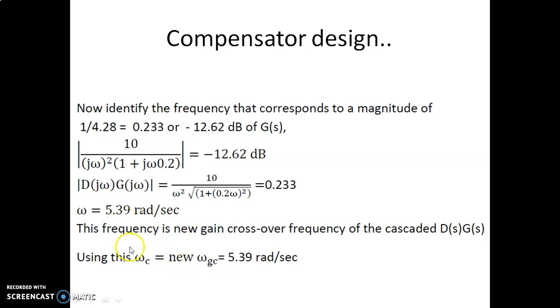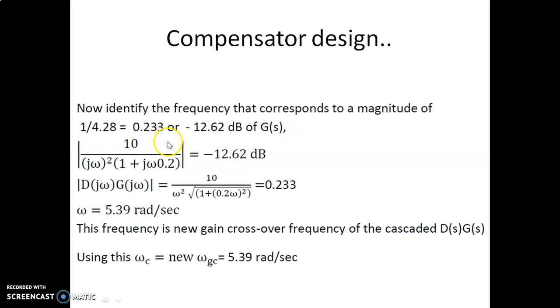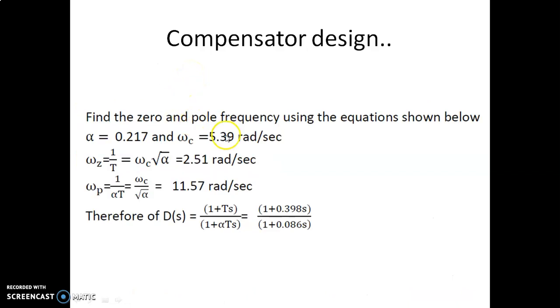With this gain crossover frequency, which also happens to be the frequency at which the phase lead network gives maximum phase shift, we can find the zeros and poles of the phase lead network using the value of alpha and omega c. Alpha, as we found in this case, is 0.217 for the individual stage, and this is the frequency corresponding to the maximum phase shift. So we end up with the zero and pole positions specified here. Then the transfer function comes out to be this, the time constant representation of the compensator transfer function.